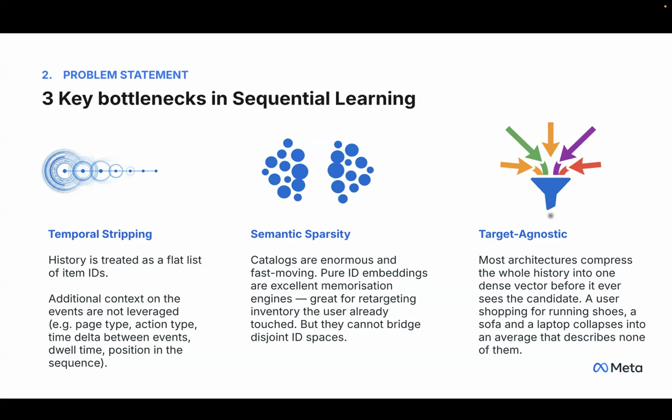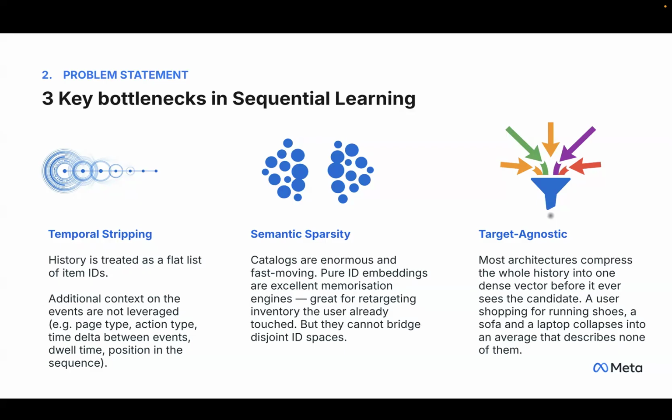Then the semantic sparsity. In particular in the space of e-commerce, the cardinality of the IDs is huge, and our catalog keeps changing. This makes generalization very hard because it is hard to learn the joint representation of the different IDs in a given time.